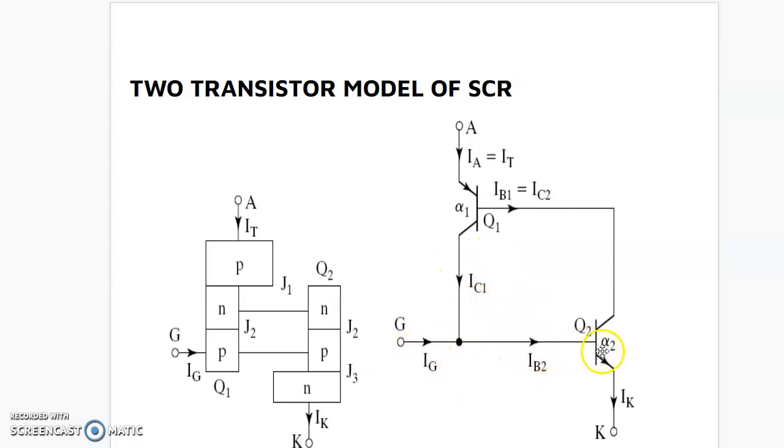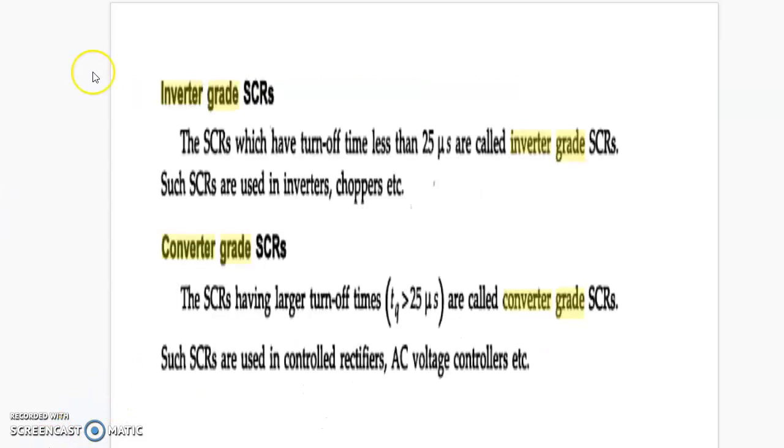These two flow through the second transistor and get multiplied by the factor alpha 2, and we get the emitter current or the cathode current. So this current comes out, this IK is equivalent to IT, which is equivalent to this emitter current, and this IG is the summation of the collector current of the first transistor and the base current of the second transistor.